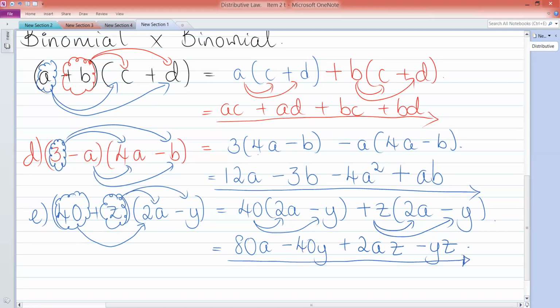Right. So for the examples that we just did, there were no like terms. But what I want us to do now is to see with the examples that I'm about to give you, let's see if we're going to get any like terms.